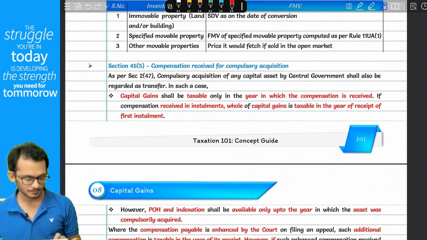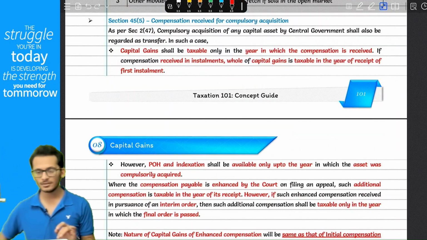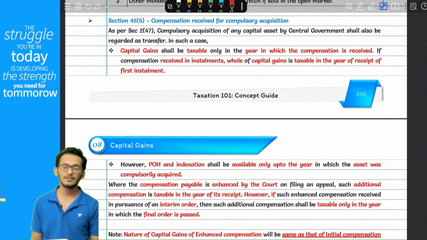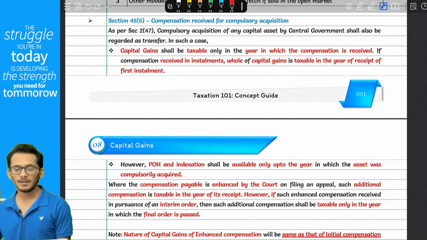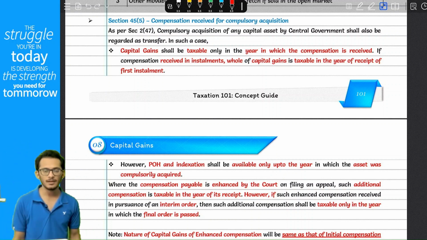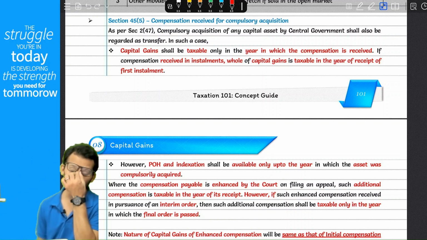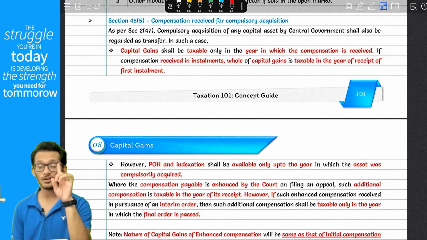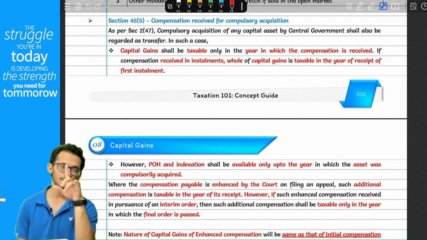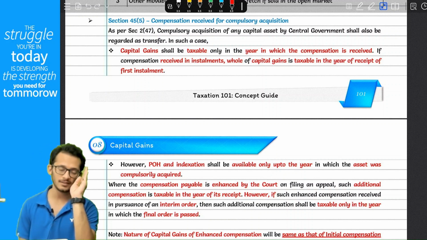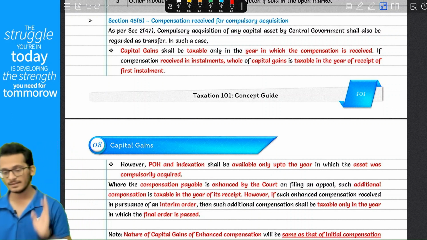Then, if you have any compulsory acquisition happening, income tax says that if at all government is going to compulsorily acquire your properties, in that case you will be liable for capital gains, because even compulsory acquisition is a transfer. However, the year of taxability of the compensation will be the year in which the first installment of the compensation is received. However, it doesn't change the fact that period of holding will stop on the date on which the asset is compulsorily acquired. Indexation will stop on the date on which the asset is compulsorily acquired.